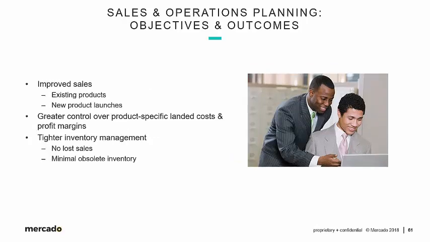If we're making adjustments, getting product when we need it, backing off product when we don't, hopefully our sales will improve. The first of the 4 goals of supply chain that we spoke of so many modules ago: maximize our revenue through existing product sales and new product launches, or NPIs, new product introductions. We want to gain greater control over product-specific landed cost and profit margin, because we know what's going on every month with specific items. And as we've said, tighter inventory management. We don't lose sales, but we don't get stuck with obsolete inventory.